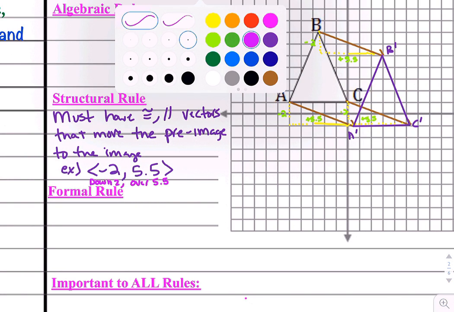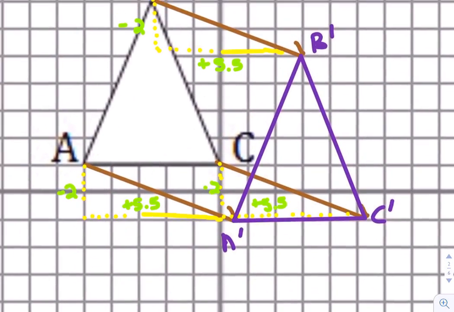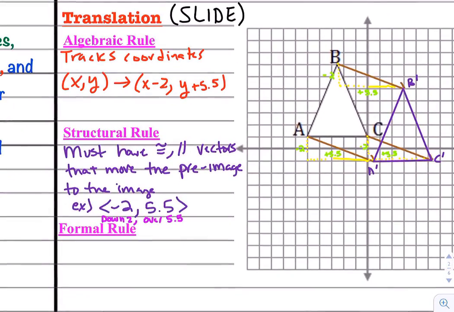So this ties into the algebraic rule as well, because if you recall, the algebraic rule just tracks coordinates. For this particular case, we have x, y going to a new x, y, and the vector and the graph reveal we're going to take our previous x, subtract 2, and take our previous y and add 5.5.